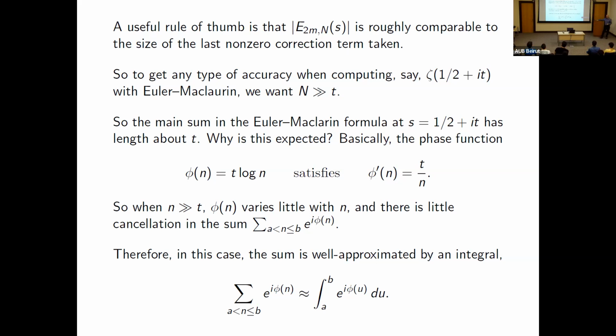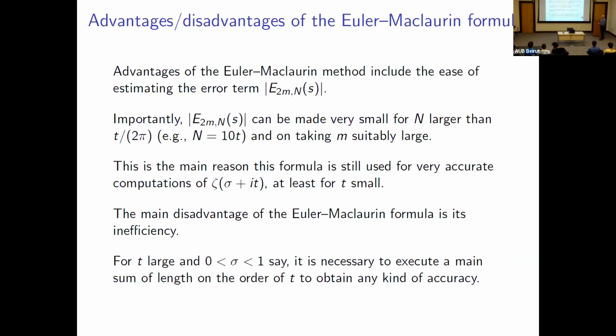Any other questions? Right, so this is why the Euler-Maclaurin works. Once you get past length t, the remainder of your sum is moving in a very regular way. There's very little cancellation and it's basically approximated by an integral.